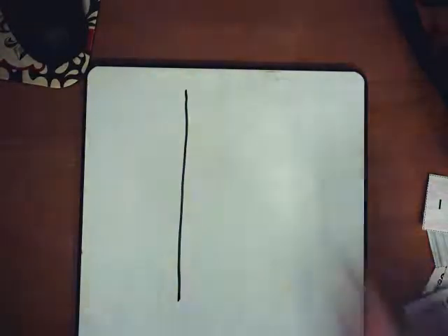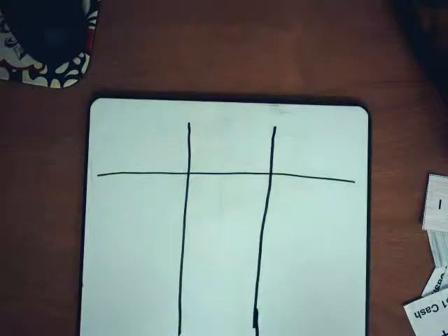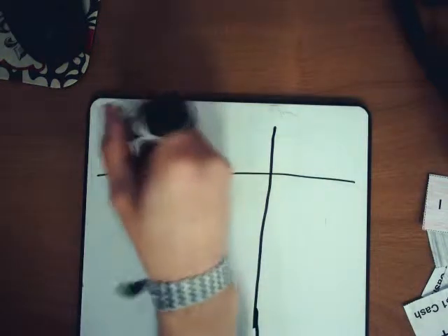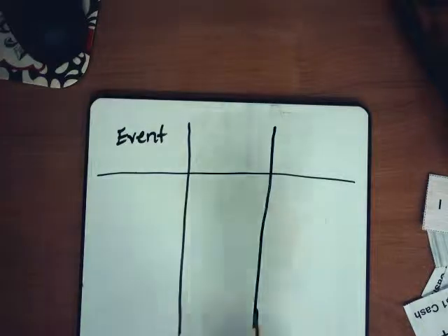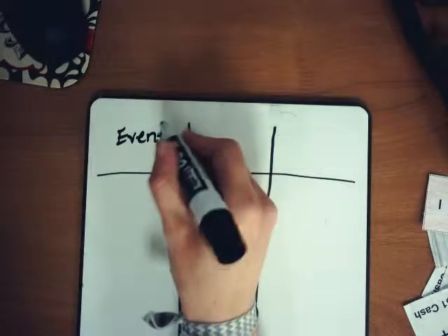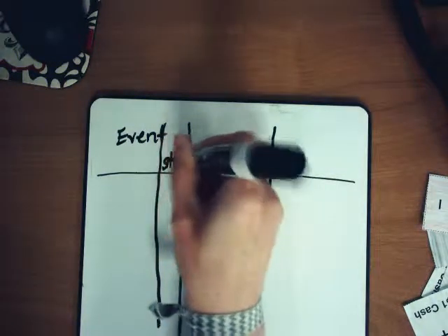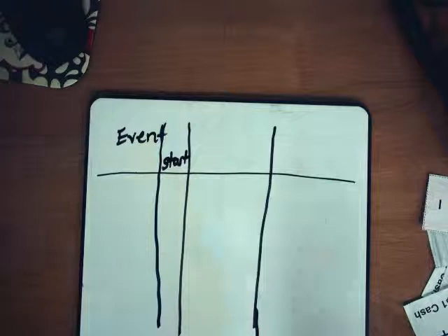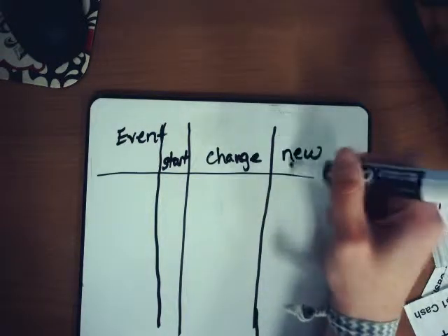I want you to draw 3 columns. And in this first row, we're going to talk about an event that happens. And I guess the money that we'll start with, we'll stick that here. Then there'll be a change and a new balance.